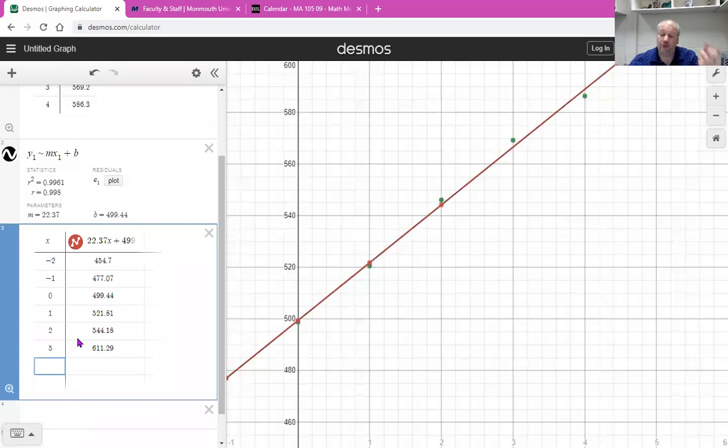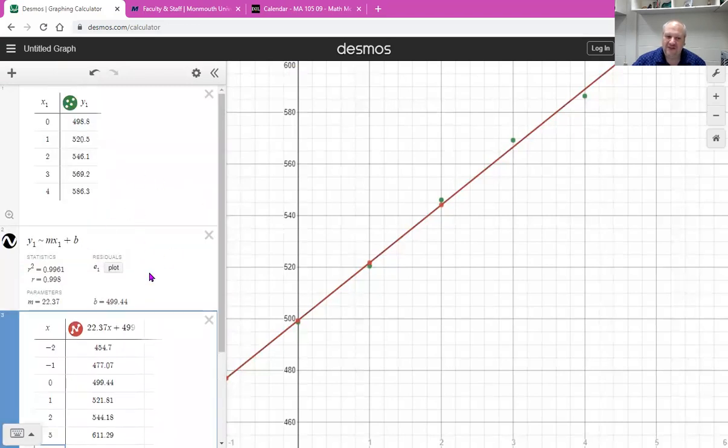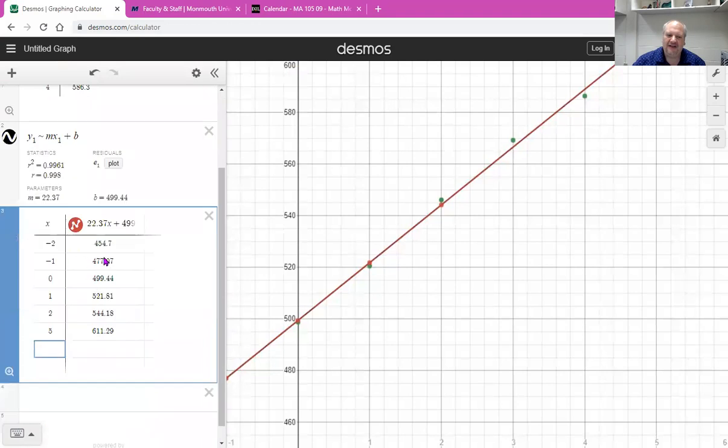You'll still get 611.29. But remember, the line that you have here, the black line, is the line of best fit. There is not a place for you to do that. Here, we'd have to rewrite it and type it in again. So you can do it that way if you like, or you can just figure it out with a pencil. All right.